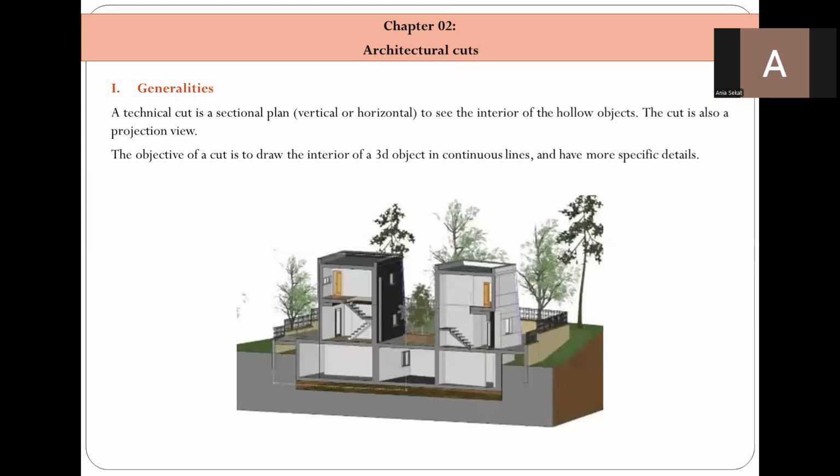A technical cut is a sectional plan, vertical or horizontal, to see the interior of a hollow object. The cut is also a projection view. The objective of a cut is to draw the interior of a 3D object in continuous lines and have more specific details, as you can see in the image.